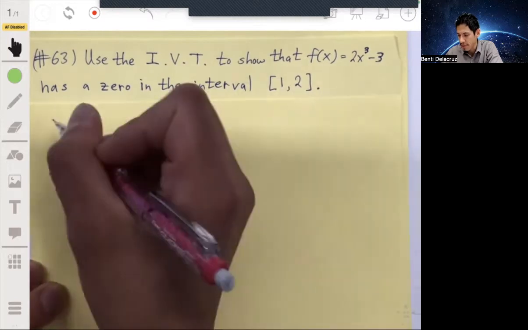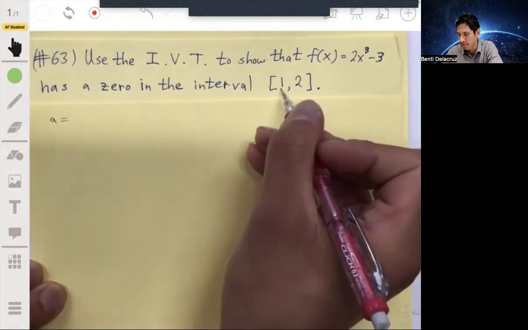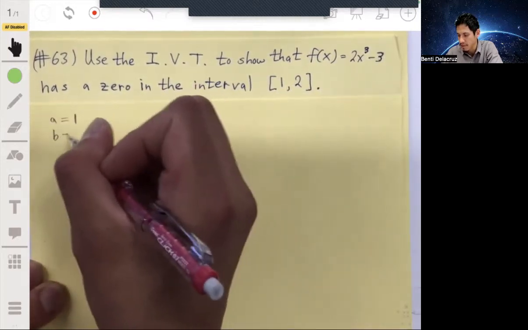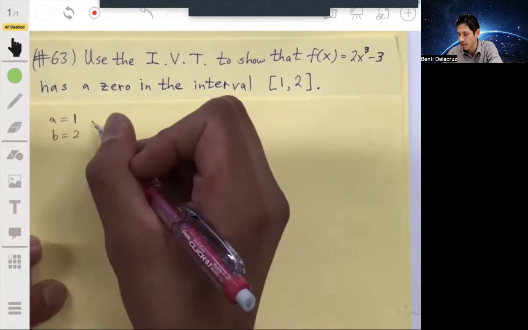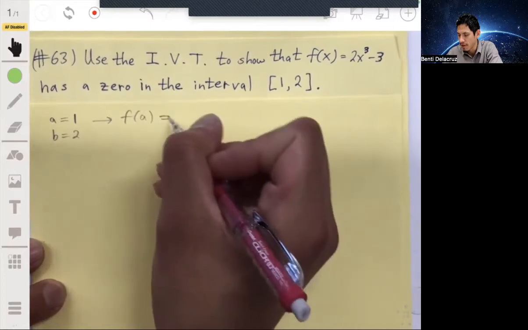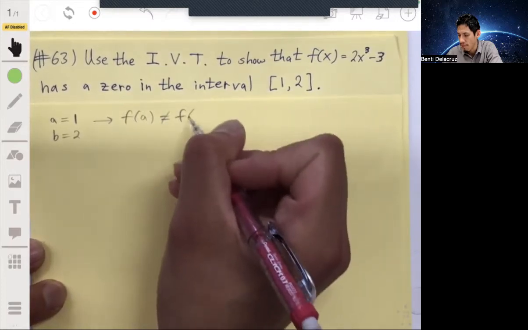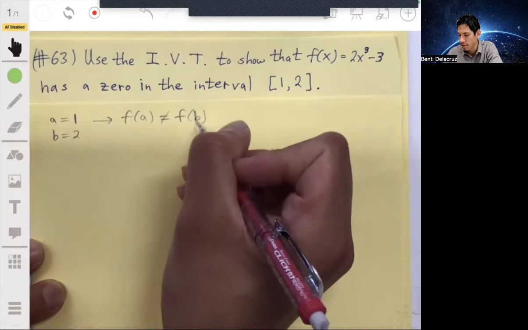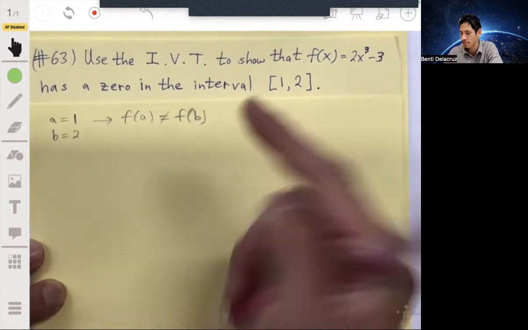Here, a is usually the first endpoint. So a is 1, b is 2. You want to show that f of a is not equal to f of b. Before we can use the theorem, you have to verify that this is true.